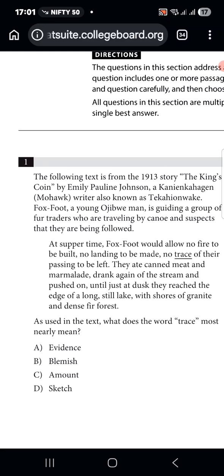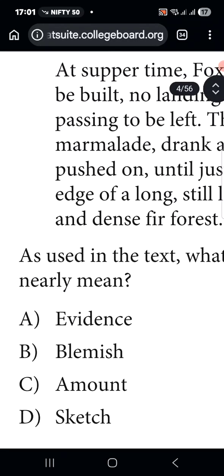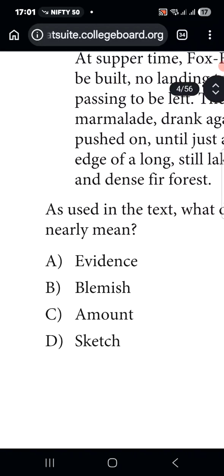Now, I'll tell you how to get this question fast. This is an easy question, but then if you read the whole story, it becomes very difficult for you to answer it in like 20 seconds. What you should do is focus on the most important part first. And how do you do that? So, for that, you should read the question first, which is right here. As used in the text, what does the word trace most nearly mean?